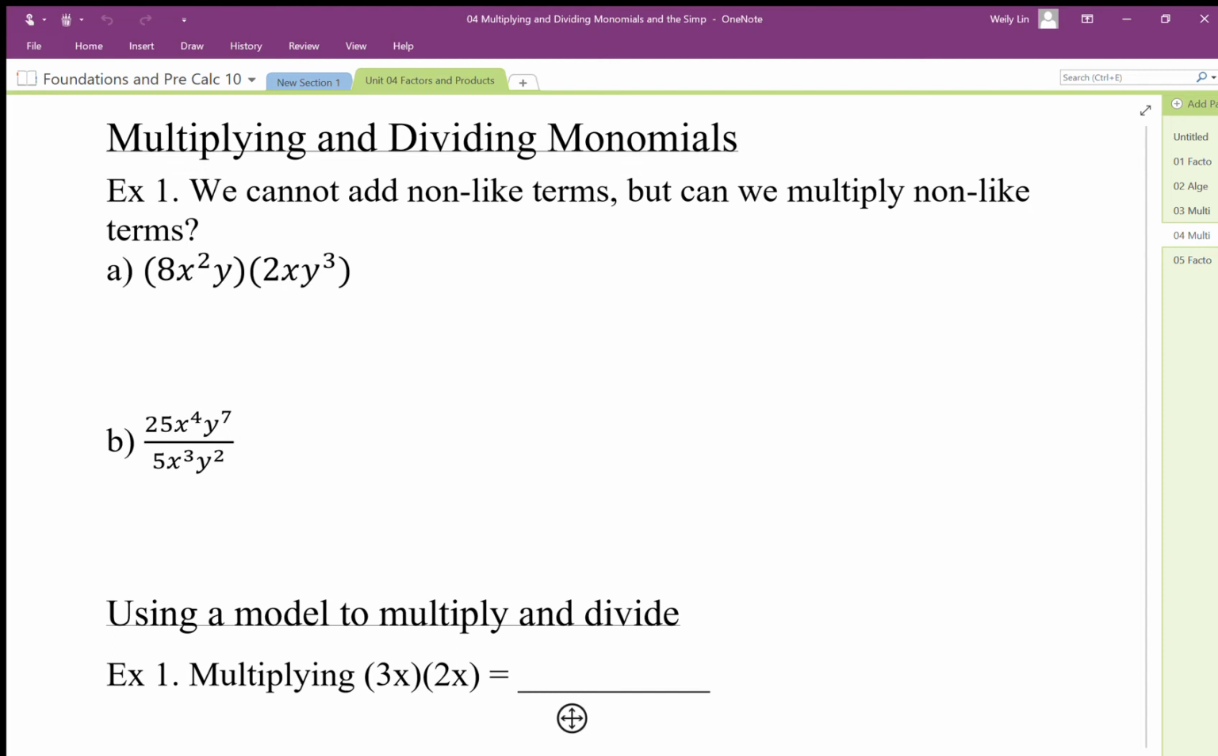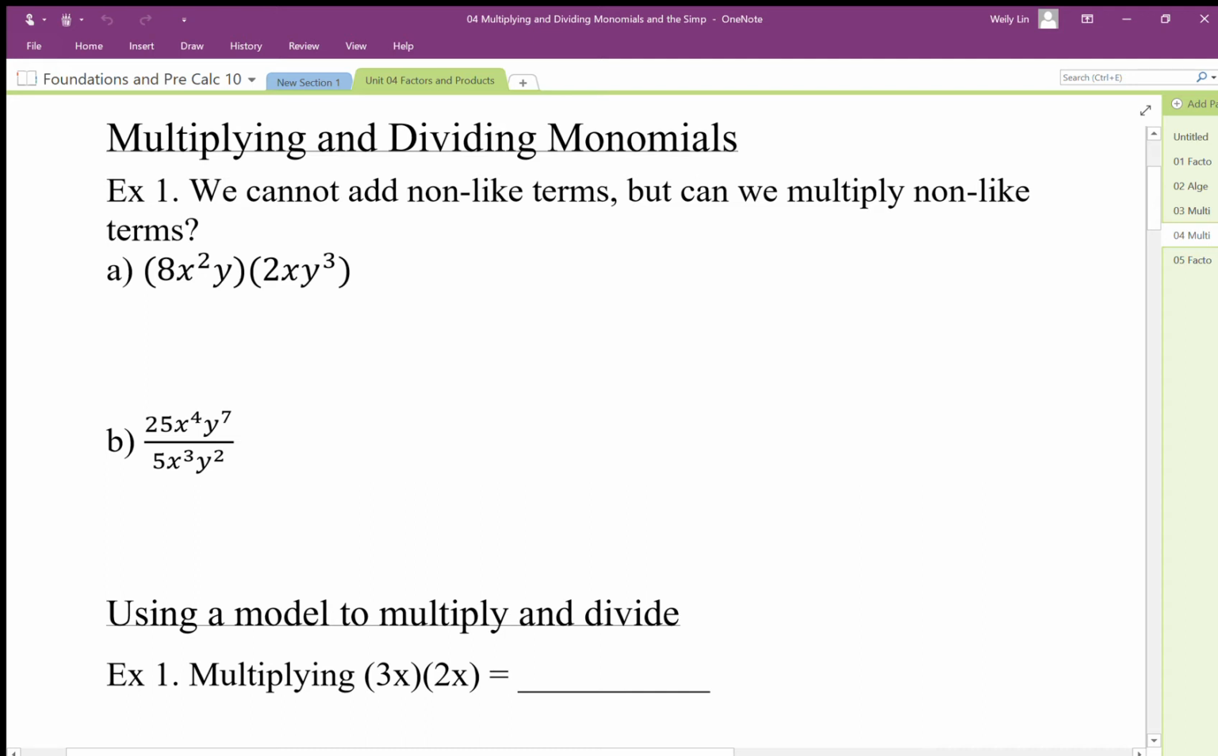For multiplying and dividing monomials, we cannot add non-like terms, but you can multiply non-like terms. For example, here we have 8x squared y times 2xy cubed. And we don't need to distribute here. We never distribute when there's no pluses or minuses.